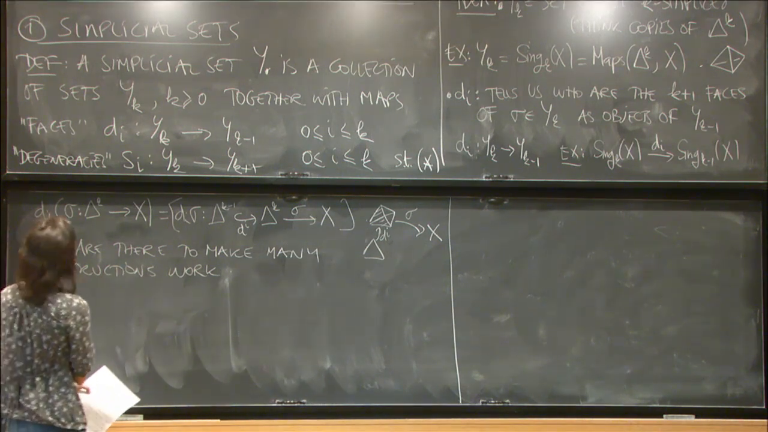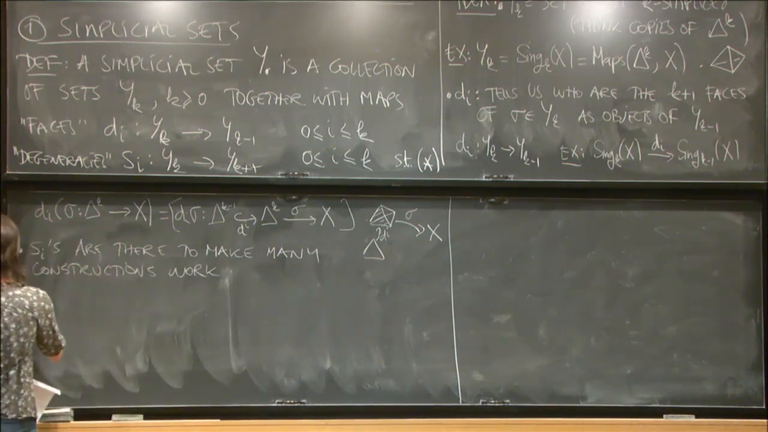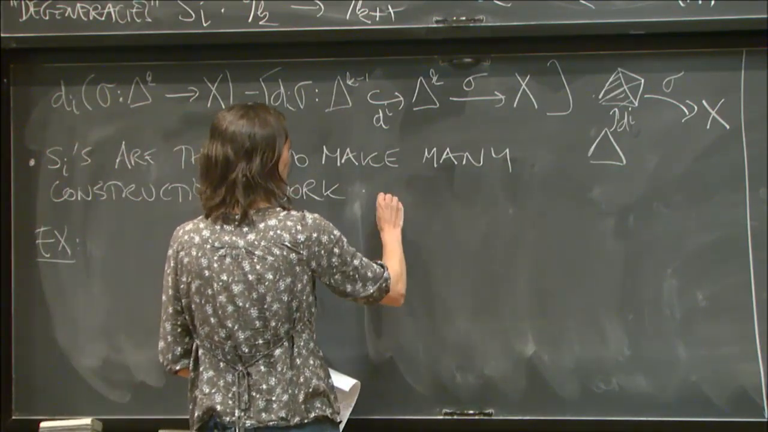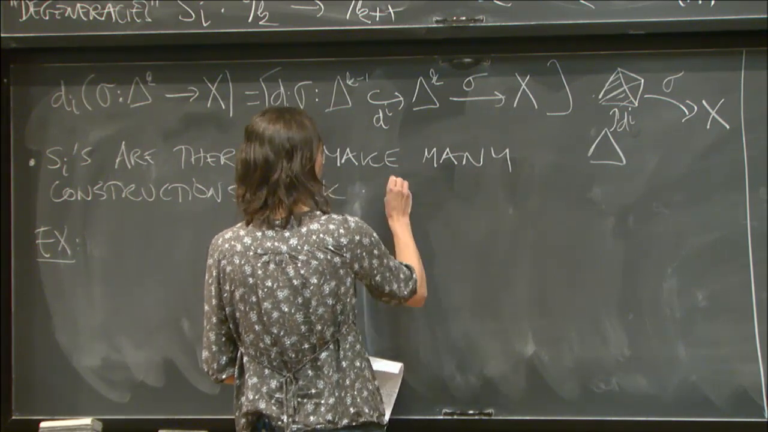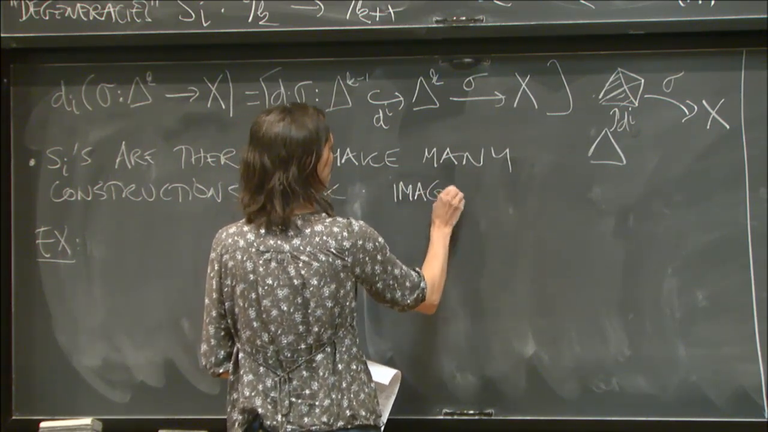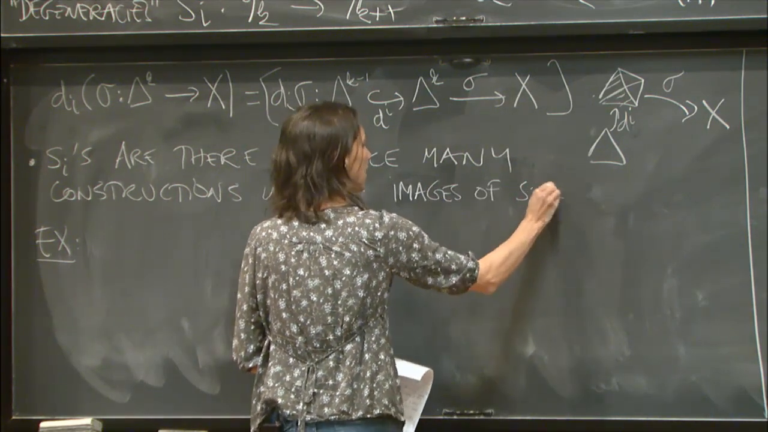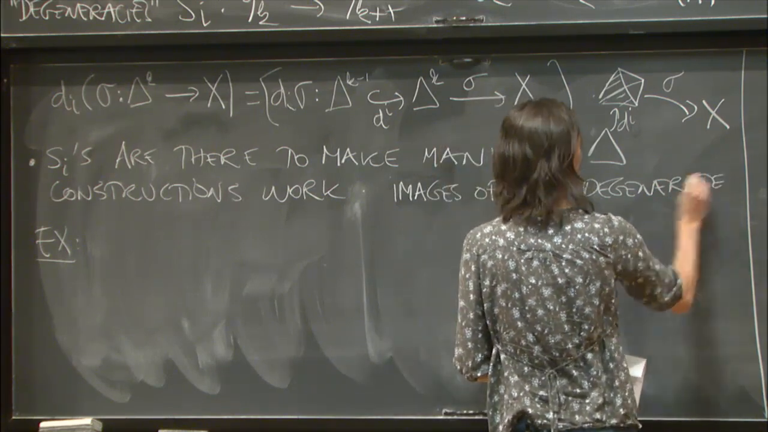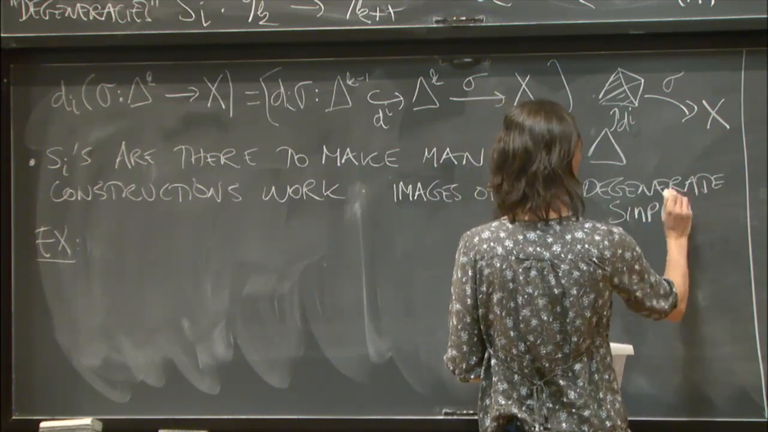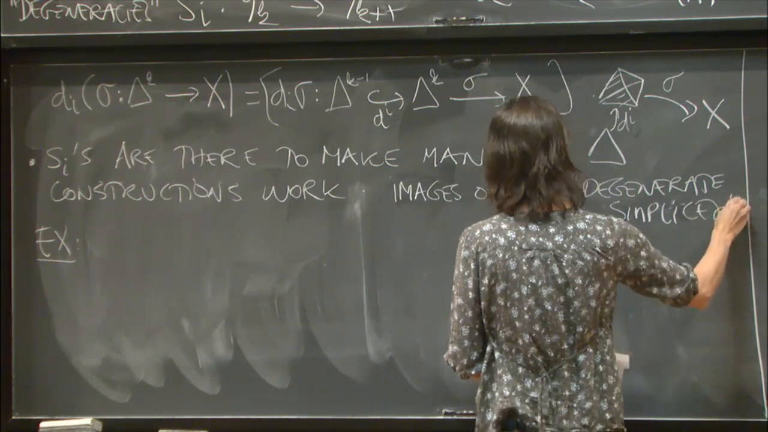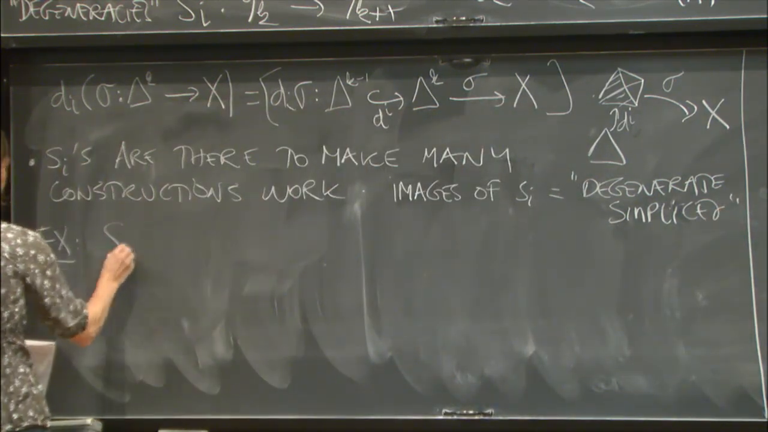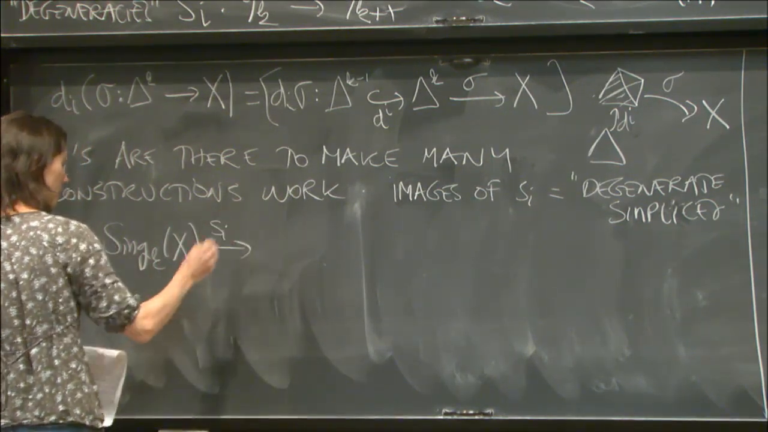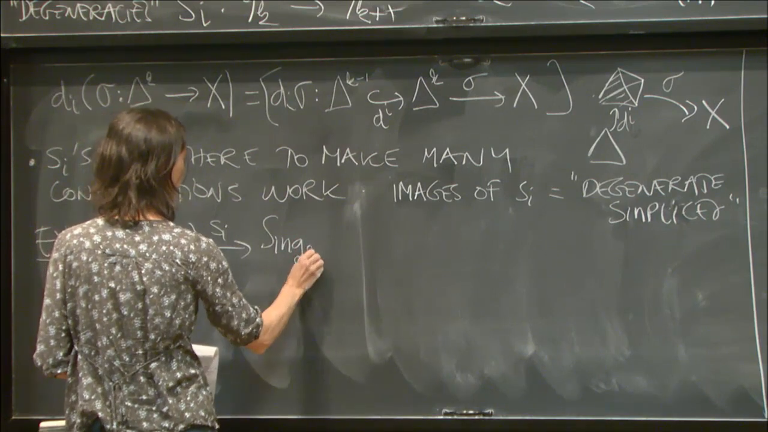Anyway, so they are here. Why are they called degeneracies? Because they are degenerate types of things. What do they do? In the example, you should think of the images as the so-called degenerate simplices. And why are they degenerate simplices?